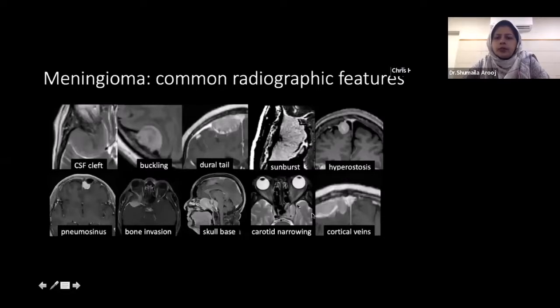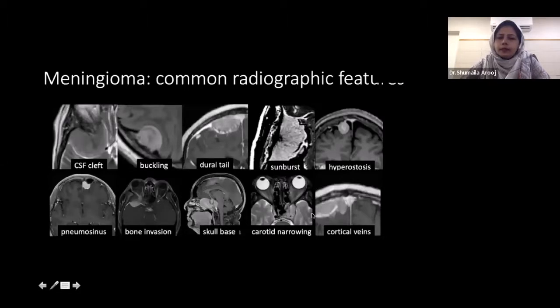Then the meningiomas can cause narrowing of the carotid. If you focus on the region of the cavernous sinuses, this is the right ICA. This is the left ICA. This is encased by this meningioma, and there is significant narrowing. Then there is invasion of the cortical veins or superficial cortical sinuses. So these are all common radiological features of meningioma.